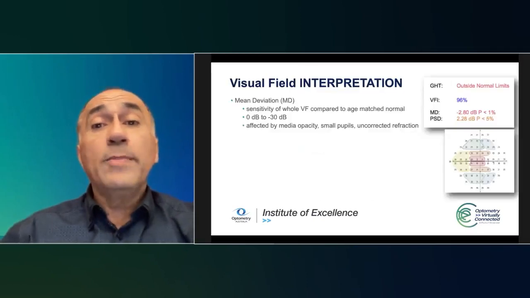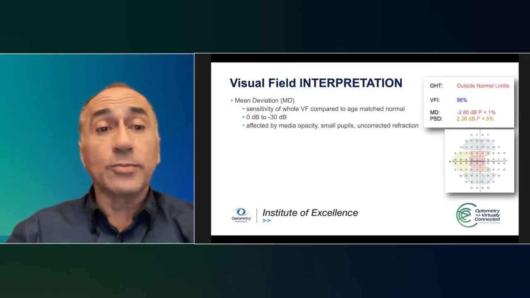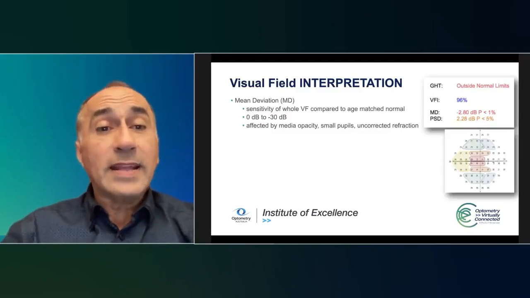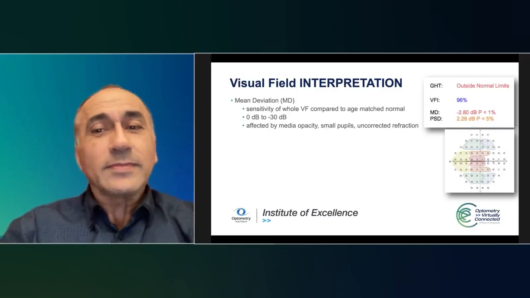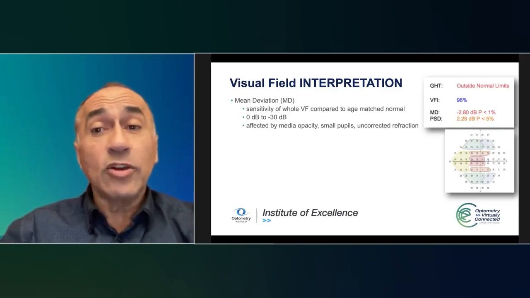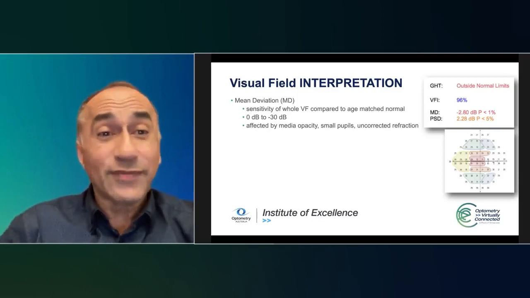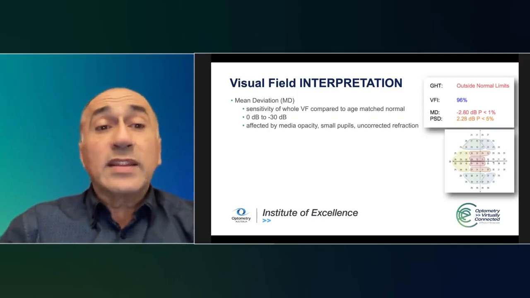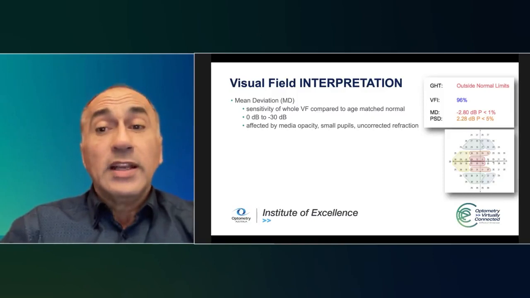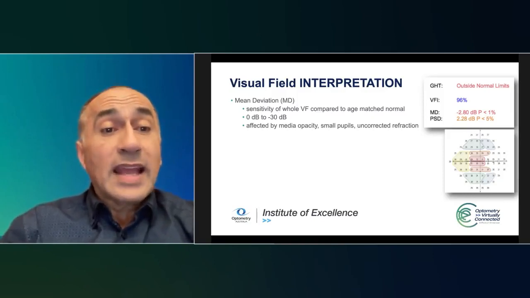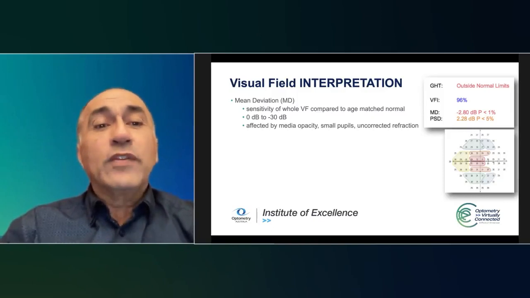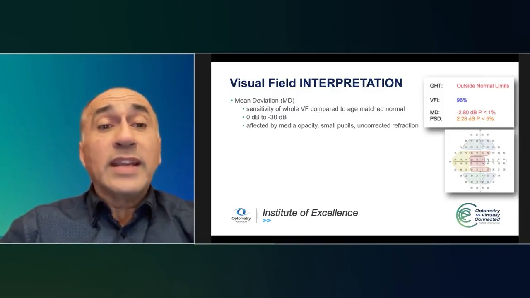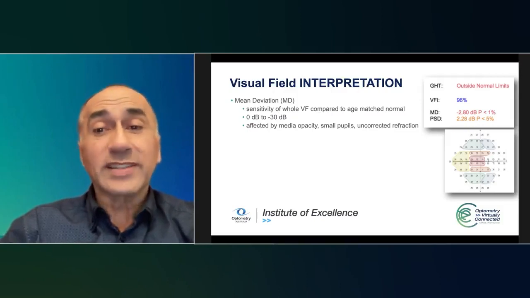All right, let's talk about single field analysis interpretation, just to clear up any things that may have been forgotten. So these are the global indices. On your printout, we have an MD, which stands for mean deviation. That looks at the whole visual field and how different it is compared to an age-matched normal. So if you score a 0 on MD, that means you're exactly the same as expected for your age. And if you've lost everything and you're around -30, then you're pretty much blind or 30 decibels worse than age expected.